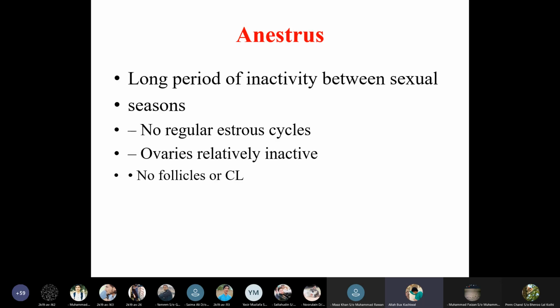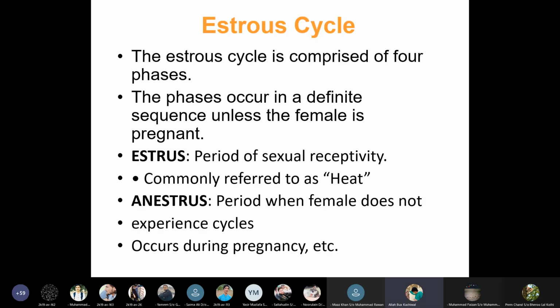Anestrus is one of the periods in which the animal does not show the estrous cycle. That might be a long period of inactivity between the sexual seasons. No regular estrous cycle will be observed, the ovaries are relatively inactive, and no follicles or corpus luteum develop. So this is the estrous cycle, comprised of four phases, as I have described. The phases occur in a definite sequence unless the female is pregnant.